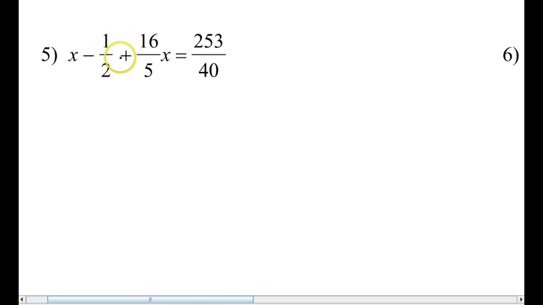Now the two steps. Notice how this term does not have an X, but this one does. So the things that we're actually combining are the X's. So we have 1 plus 16 over 5. Place that in. And 21 over 5.